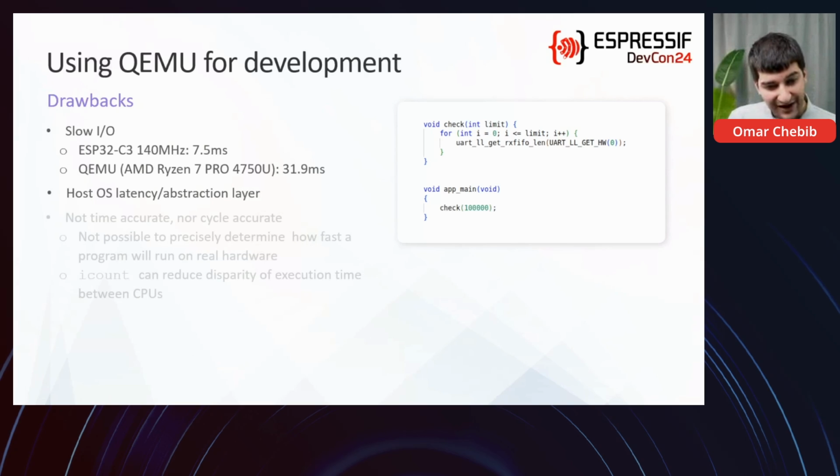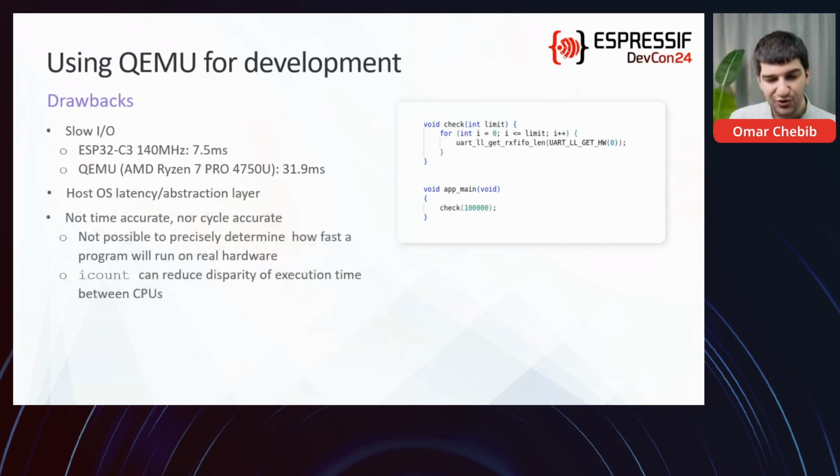Also, it's not time accurate, or more like not cycle accurate. It's impossible to know exactly how fast a program will run on real hardware if you only execute it in QEMU. There is the icount parameter that lets you reduce the disparity of execution time between different CPUs and different computers, but that's still not cycle accuracy. Of course, if there is inaccurate peripheral implementation, this will lead to very challenging bugs. So if you don't properly emulate the UART or the timers, you will have very weird issues in your application, and this is very hard to debug.